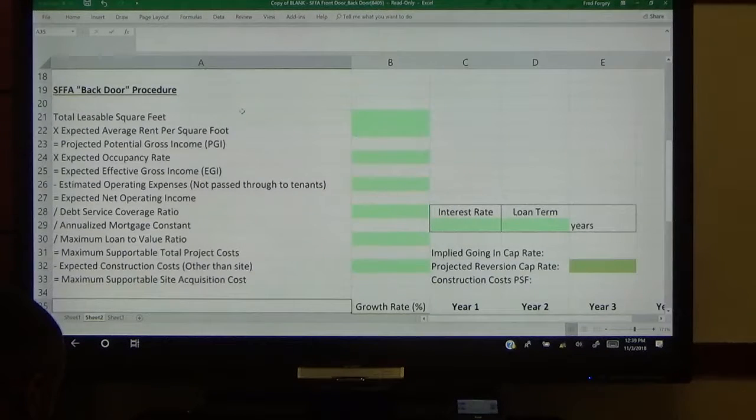We've got some wiggle room there, because if the market is at 18 and you only need 15 to basically break even, you've got a $3 per square foot cushion. Does that make sense? Yep.